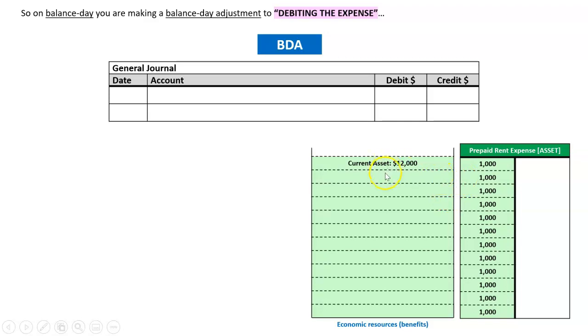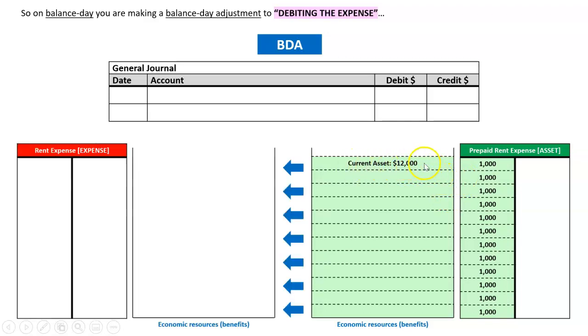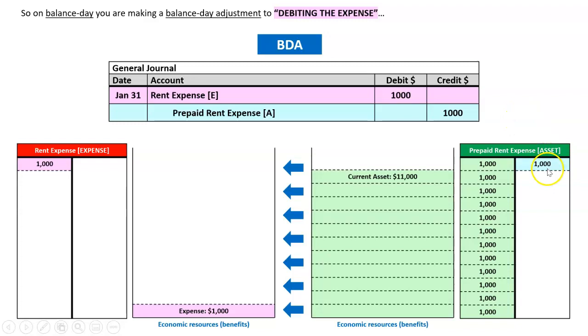So let's take January. We moved some of these economic benefits that were unused over here to the used column. We did a debit there to rent expense, and that went there. Debit the expense, and then we did a credit to the asset account here, and that took it out there. And all we do every month is repeat the process. So the key phrase there is debiting the expense. So on balance day, that is essentially all you're going to do with your prepaid expenses: debit the expense.